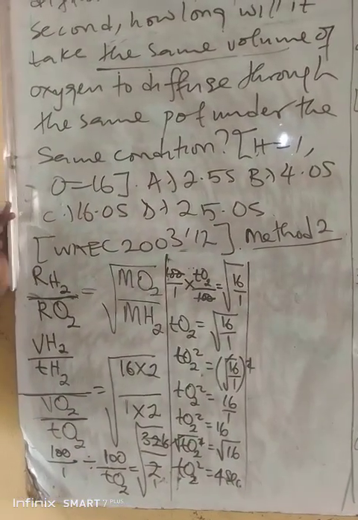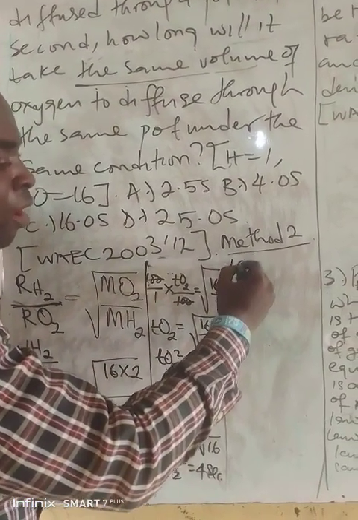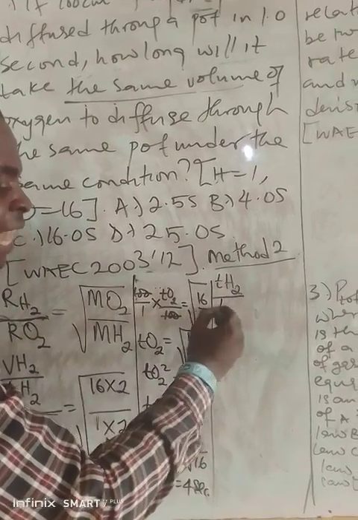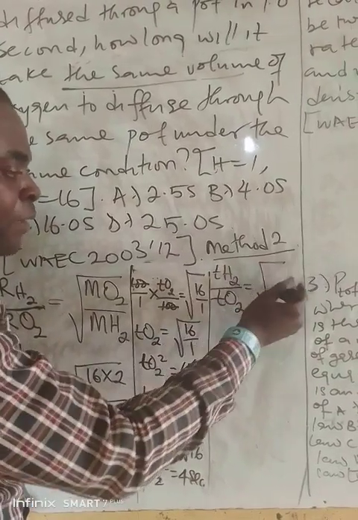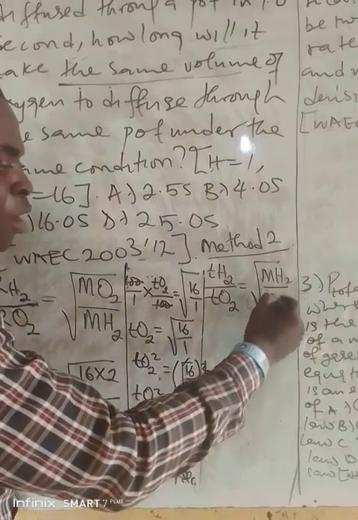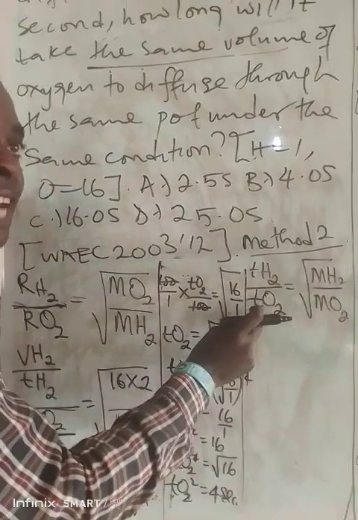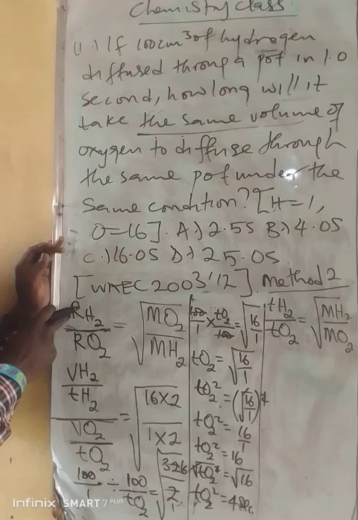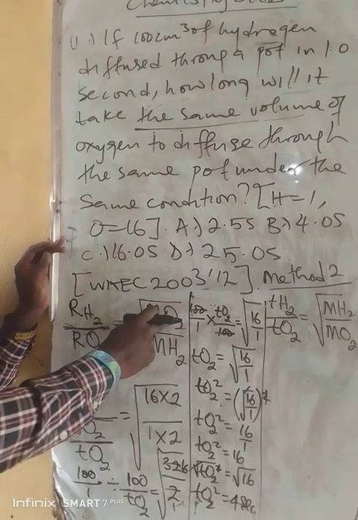Now, who can remember the time formula? The time for hydrogen over time for oxygen is equal to the square root of molar mass of hydrogen over molar mass of oxygen. When you are using time, whatever is up will be up, whatever is down will be down. But when you are using the molar rate formula, whatever is up will be down, whatever is down will be up. Are we together here? Yes.